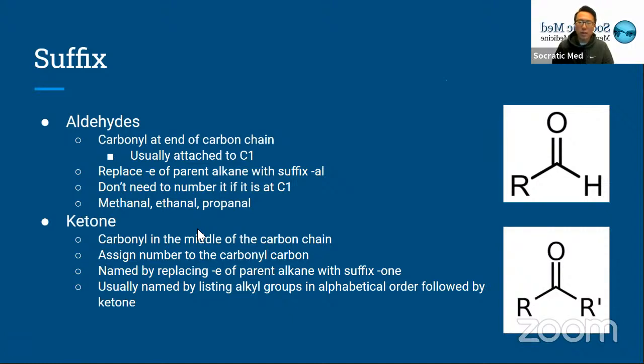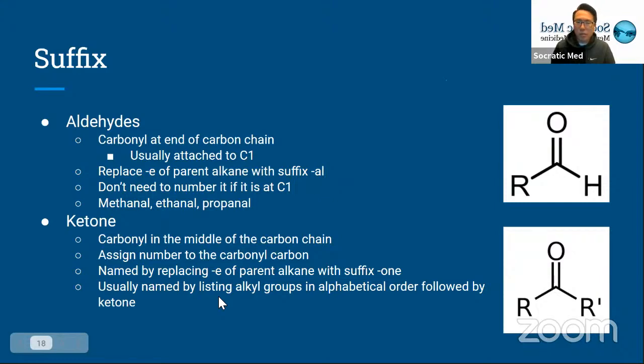For ketones, the carbonyl is in the middle of the carbon chain, right? So you have to number that. You have to specify which carbon it's on. So when you assign the number to the carbonyl carbon, you have to identify that in the complete name. And when it's the highest priority functional group, you have to replace the E in the parent alkane with the suffix "-one". So instead of propane, it would be propanone.